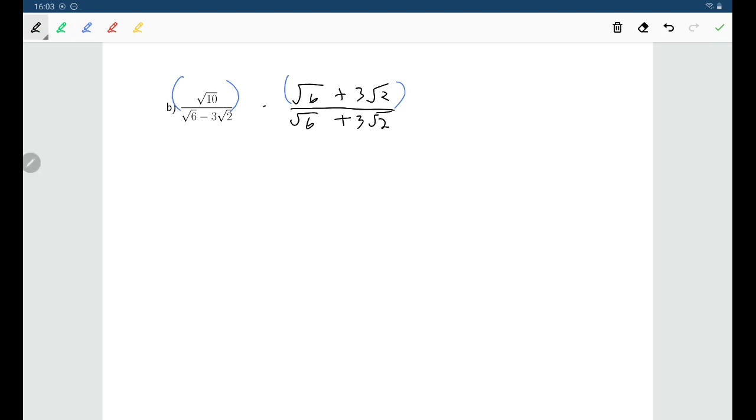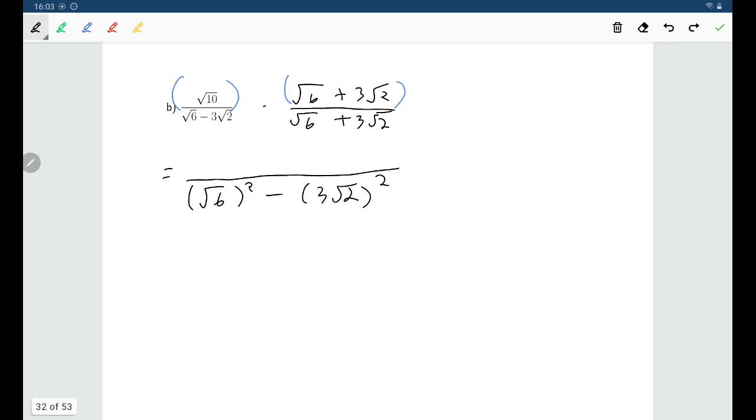As far as the denominator goes, we already know what it will turn out to give us. It will give us the first thing squared minus the second thing squared. That's exactly what we have there. We are using that difference of squares identity: a minus b times a plus b gives you a squared minus b squared.